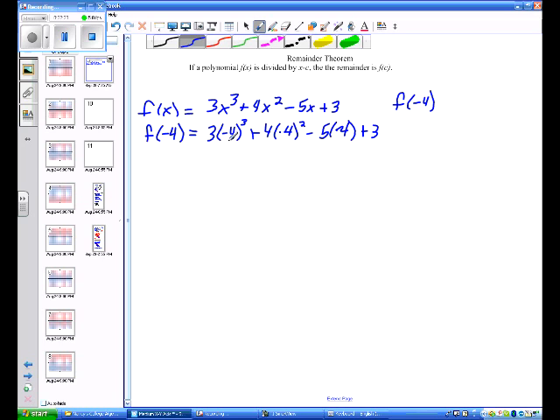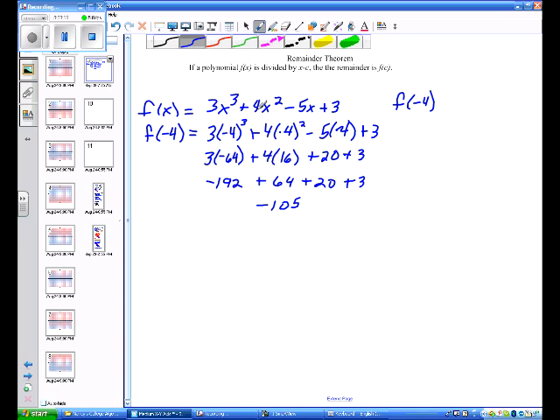And then we would have to go through, okay, negative 4 cubed is negative 64. Negative 4 squared is 16. Negative 5 times negative 4 is positive 20 plus 3. Well, 3 times negative 64 is negative 192. 4 times 16, 64. Plus 20 plus 3. Then we would have to go through and combine these, and we would add those up, and we'd get negative 105. And that took us a while to do.